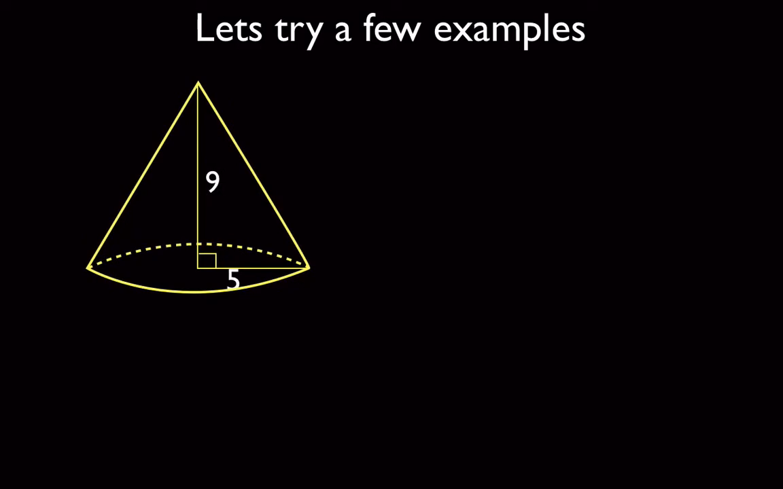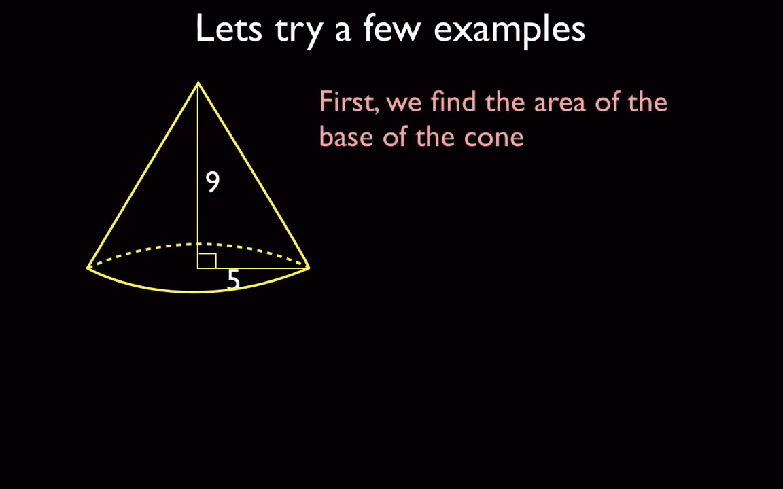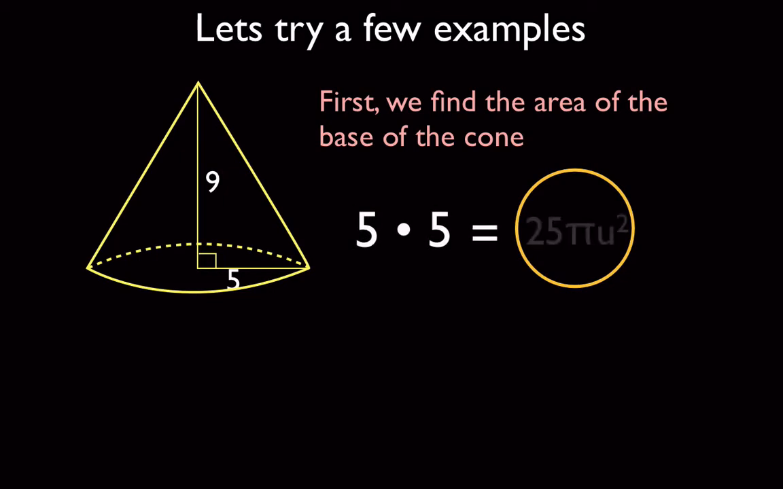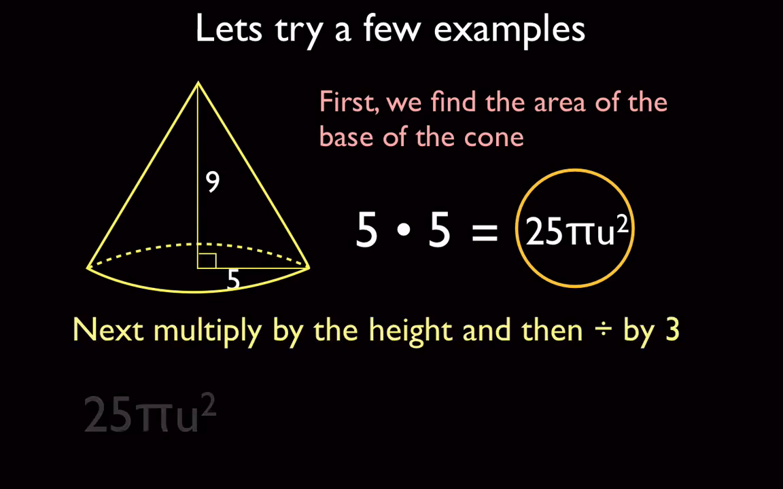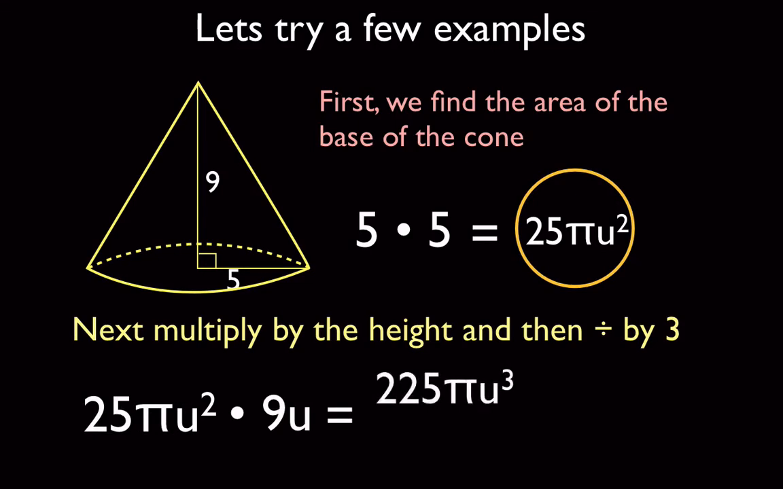Okay, so let's try an example. We'll do this one together. First, we're going to start with the area of our base, which is 5 times 5, which is 25 pi units squared. We're then going to use the height of the figure, which is 9, and then at the very end, divide by 3. You may want to ask yourself at this point, do I know why I divided by 3 there?